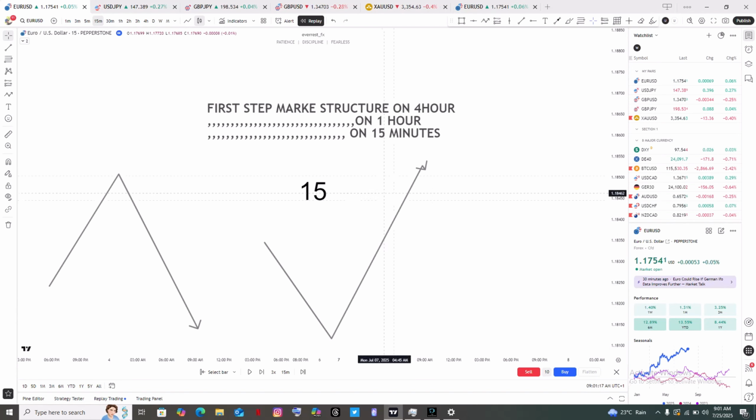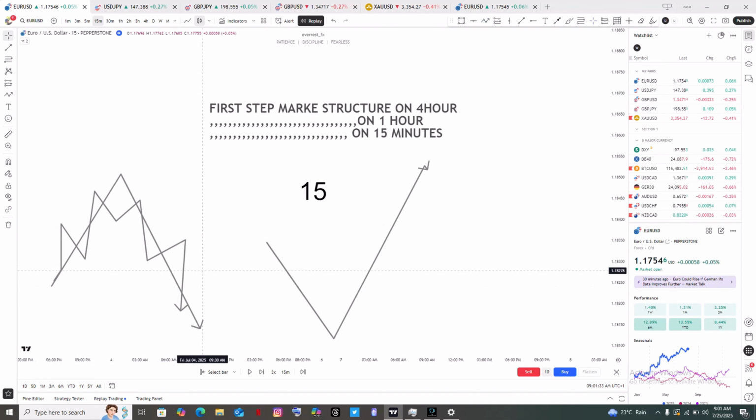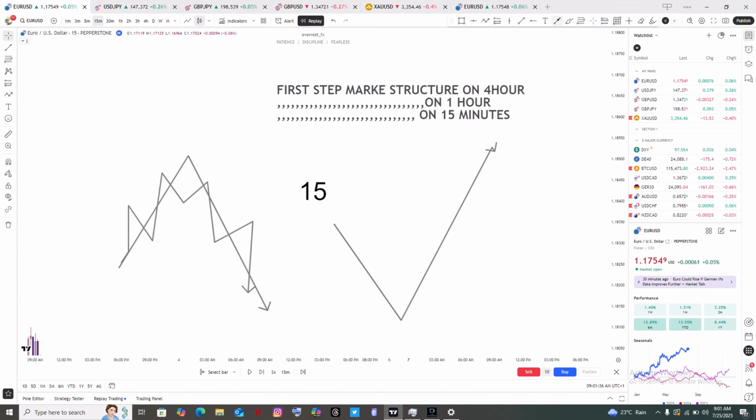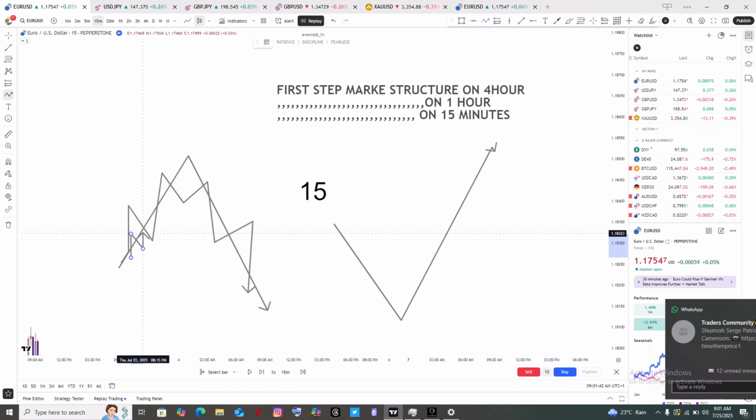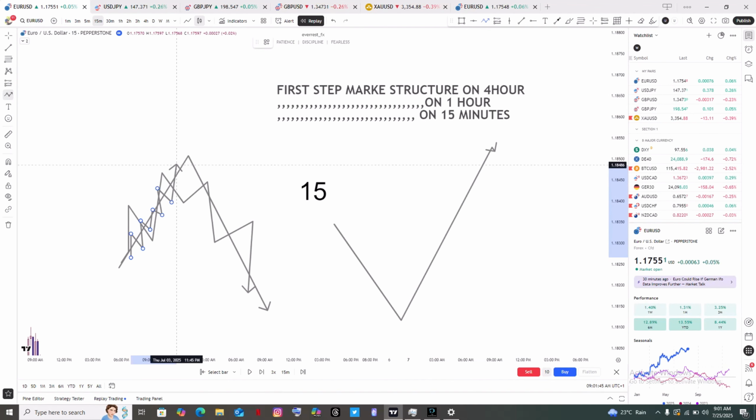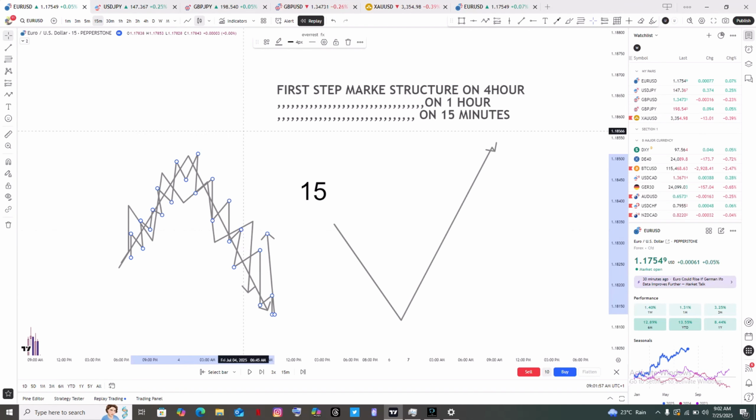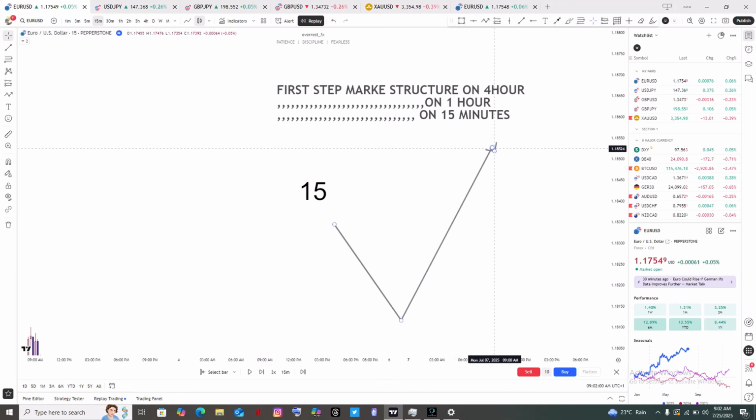Then next thing to do is to go to 1 hour. When you go to 1 hour, you still find other structures like this on 1 hour. Then what to do next? Go to 15 minutes. When you get to 15 minutes, you still find other smaller structure. Now, how do you know when the market wants to reverse? It is when you see a change of character in that smaller structure. Then you know that this market wants to reverse. I hope we get it.